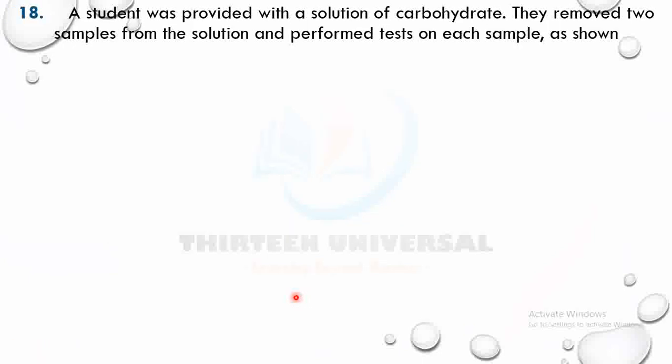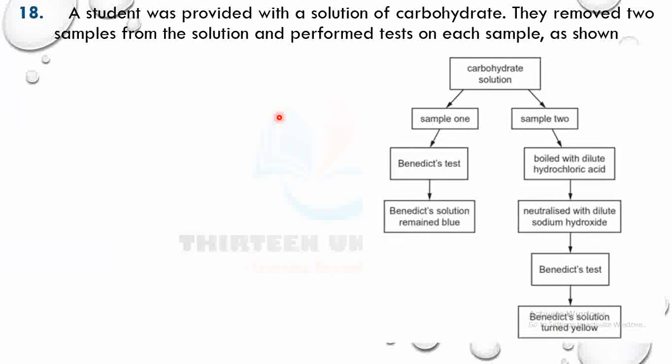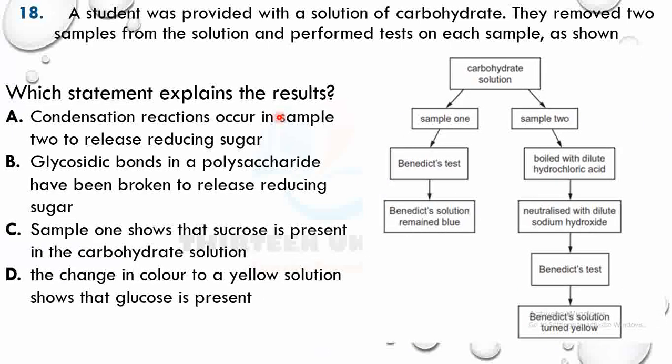So D is it. A student was provided with a solution of carbohydrate. They removed 2 samples from the solution and performed tests on each sample as shown. Which statement explains this result? Look at it. This is the carbohydrate solution. Pause the video. I'd like you to try this, and know how far you've got. Remember, they have sample 1 and sample 2.